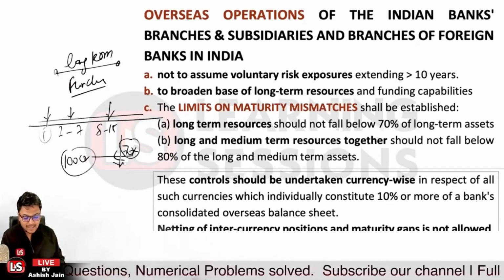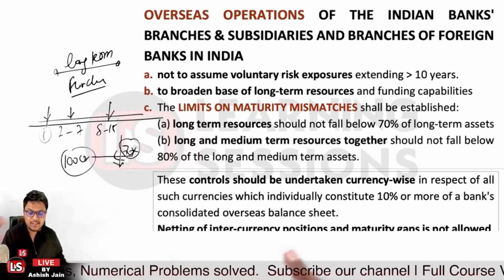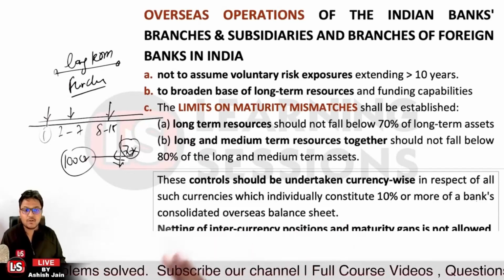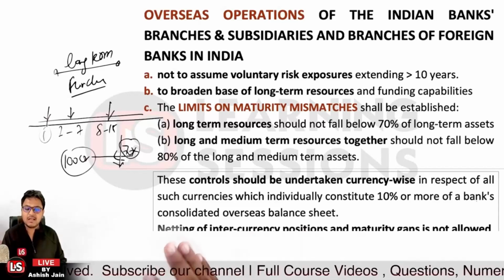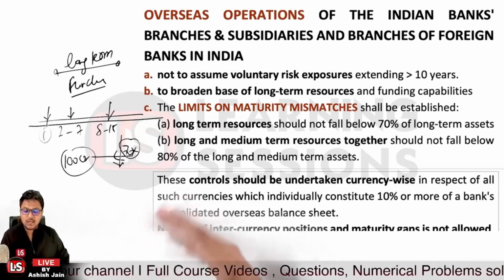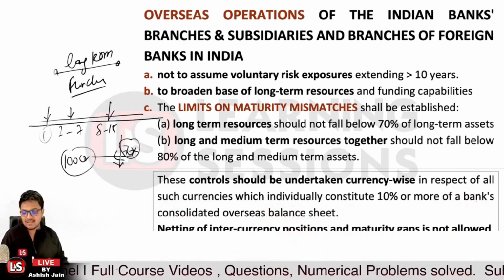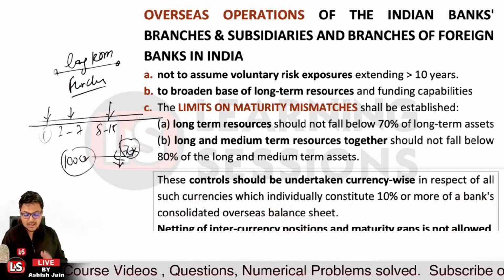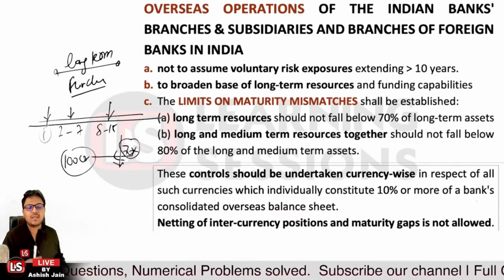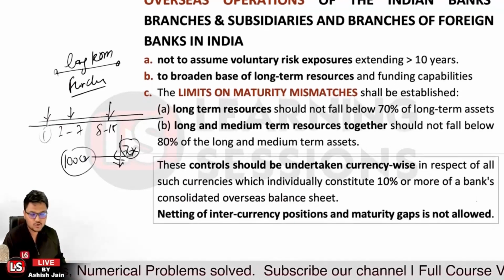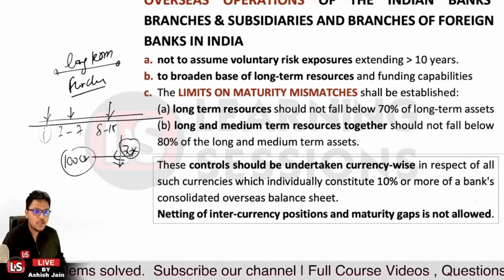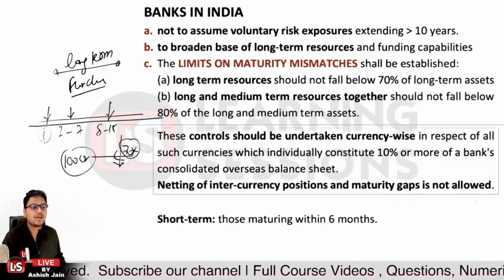And the control that must be taken currency wise, for each currency which we are maintaining, is 10% or more. Let's say the bank is maintaining different currencies, and if a single currency constitutes 10% or more of the total currencies in the bank, in that case the currency wise position is to be maintained by the bank, and netting of the intercurrency positions is not allowed. Whatever the intercurrency positions are being maintained, the netting of the position is not allowed, and maturity gap is not allowed over there.